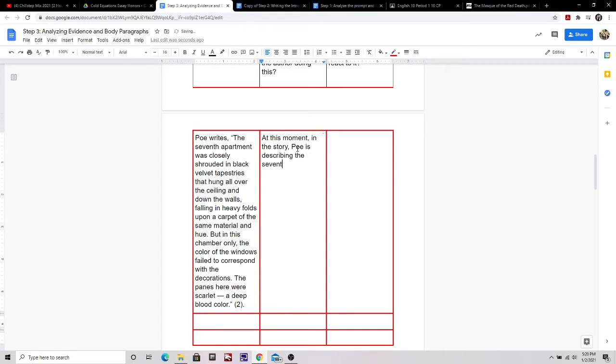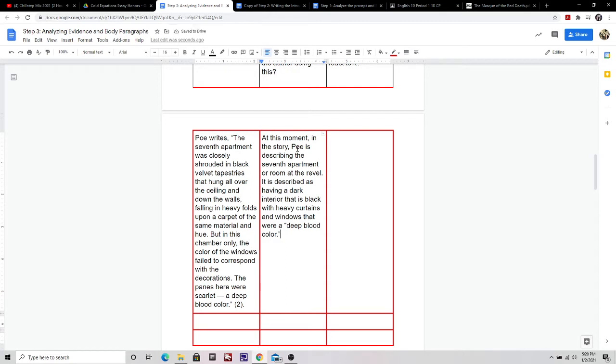the 7th apartment or room at the Revel. It is described as having a dark interior that is black with curtains. I'm gonna put heavy curtains because that's how it's described in the quote. And blood, we can actually put this in quotation marks. Windows that were a deep blood color.